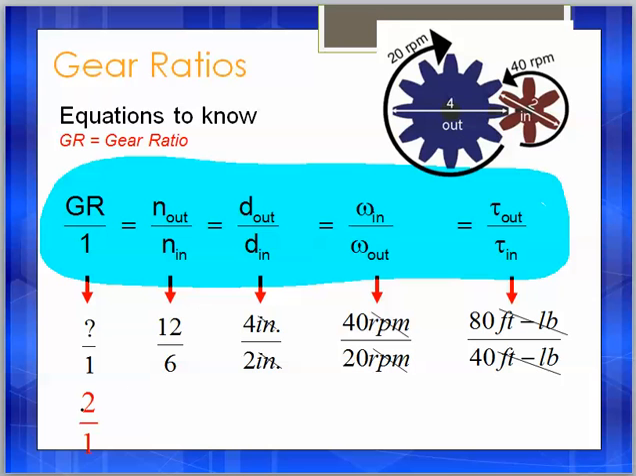It doesn't matter which ratio you use, you get the same answers, 2 to 1, 2 to 1. If you reduce these, you're still going to get 2 to 1 every time. The units still cancel out, and you still get that same gear ratio of 2 to 1.